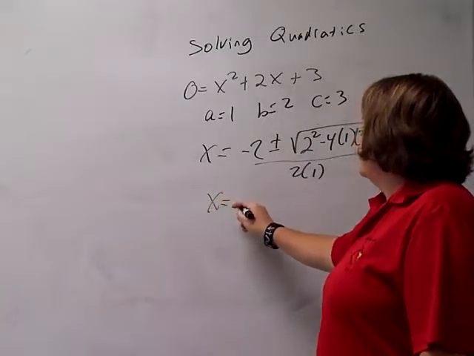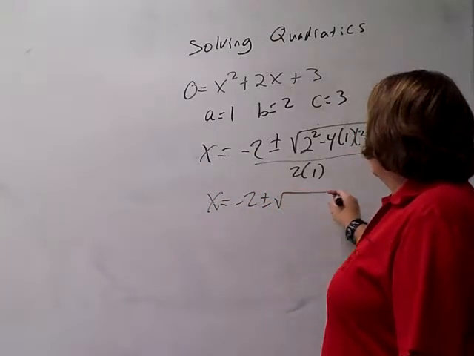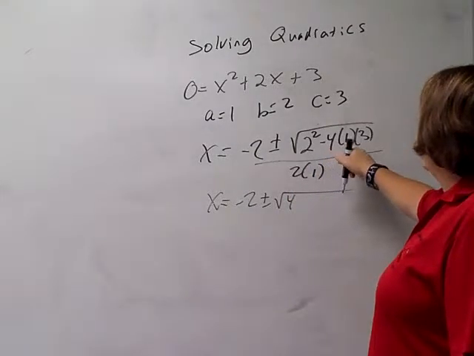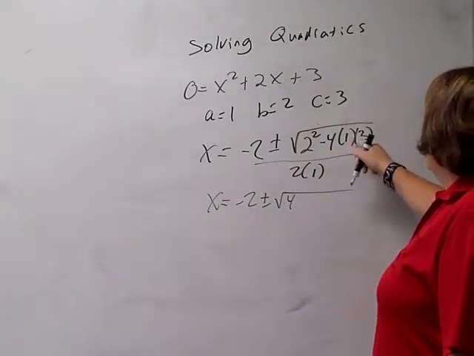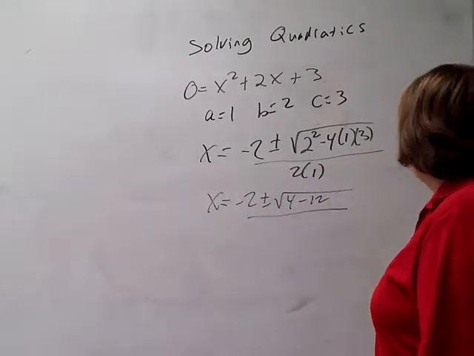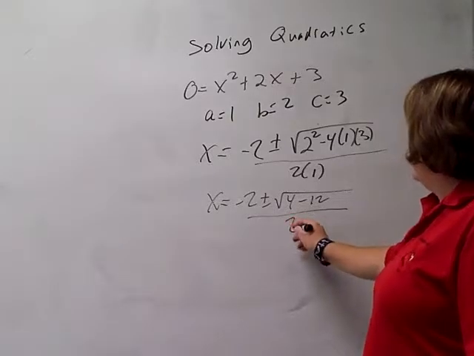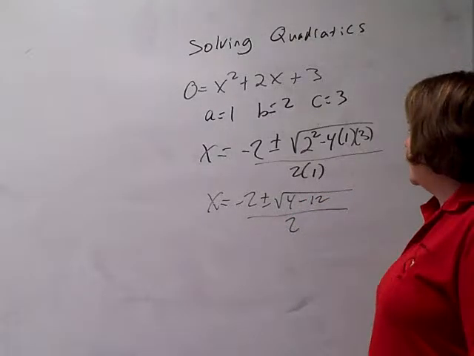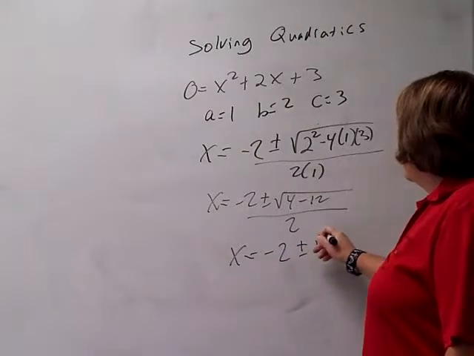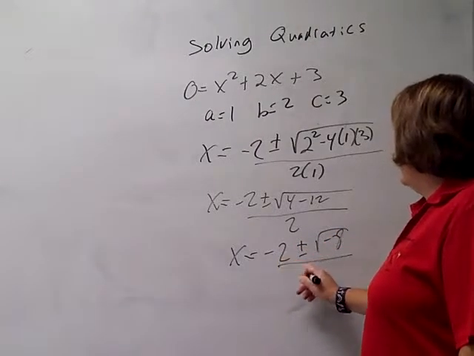That gets me x equals negative 2 plus or minus the square root of b squared, which is 4, then negative 4 times 1 is negative 4, times 3 is negative 12, all over 2. 4 minus 12 underneath the radical is negative 8. So I'm looking at x equals negative 2 plus or minus the square root of negative 8, over 2.